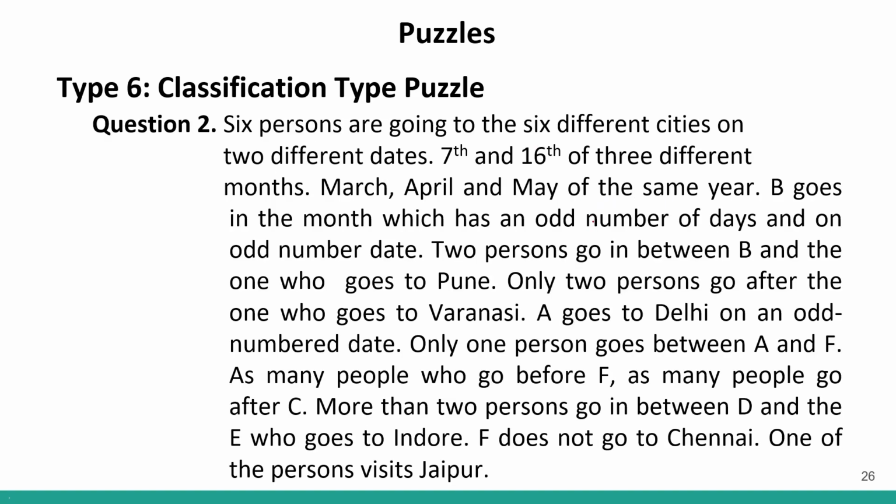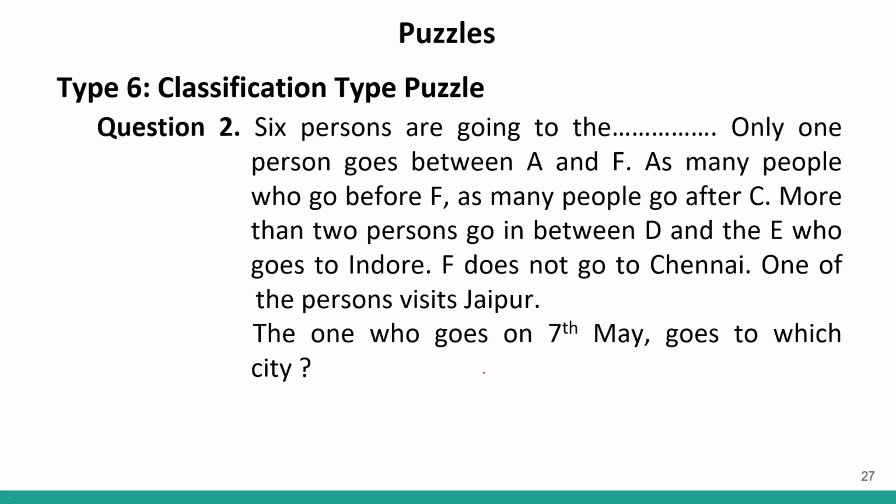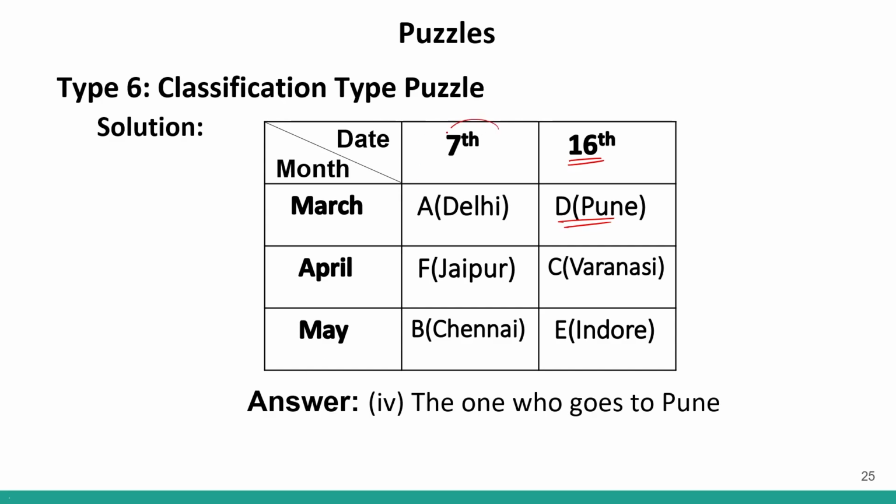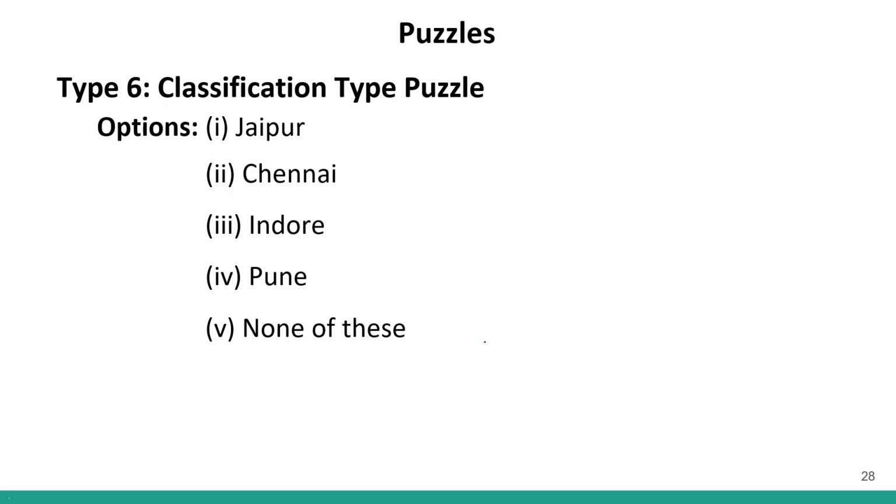Coming to question number 2. So again the same data, the question is different. The question is, the one who goes on 7th May goes to which city? So we have to identify which city the one who goes on 7th May goes to. So going back to the arrangement, the one who goes on 7th May goes to Chennai. So if I look at the options, option number 2, Chennai will be the correct answer. Okay?